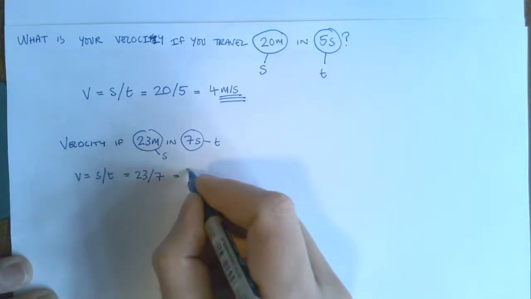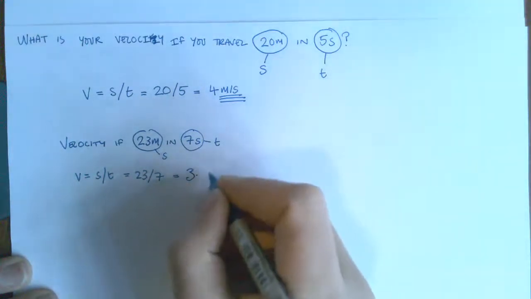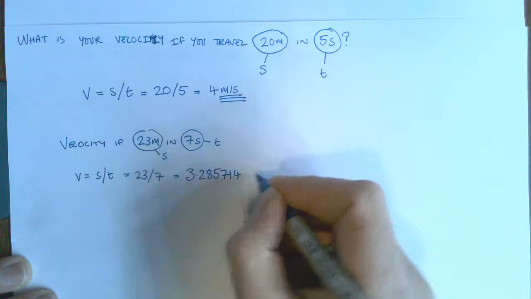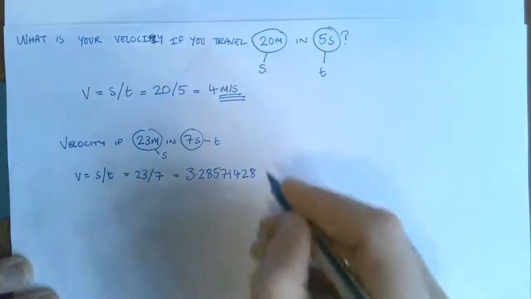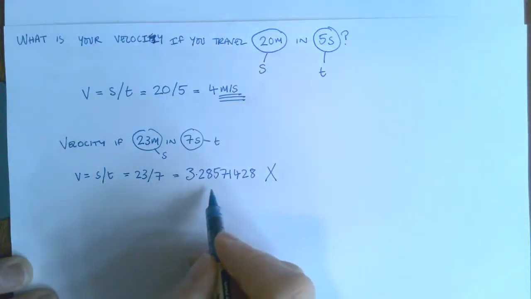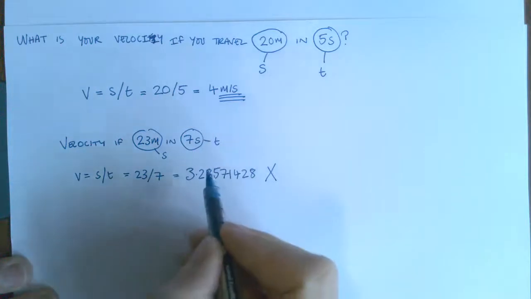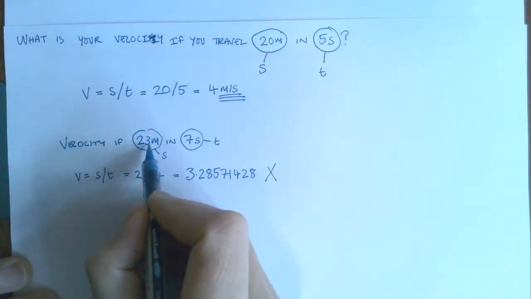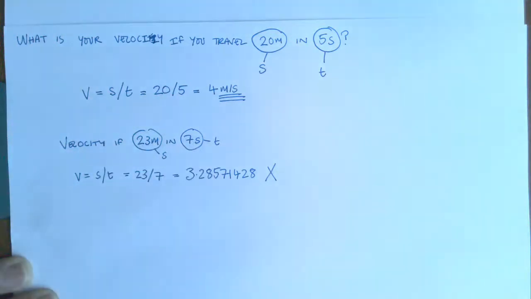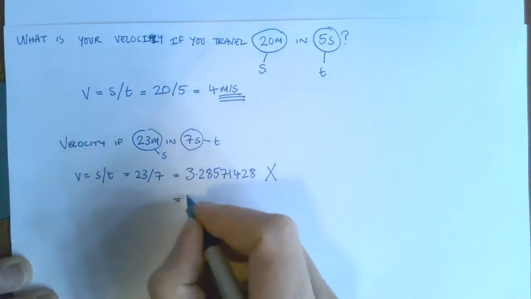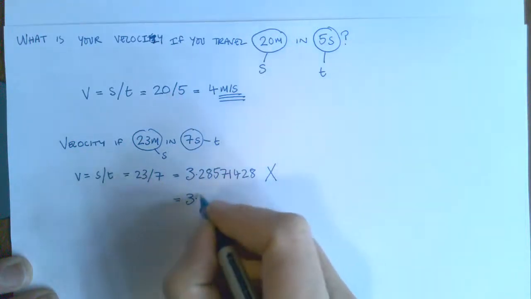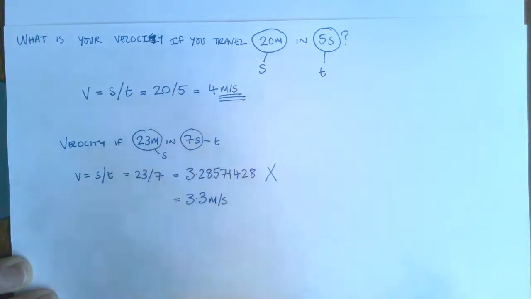if you do that on a calculator, I think it comes out at, I've prepared this in advance, I can't do it in my head, 3.28571428. You would lose a mark for that. That's too many decimal places. So how many should you use? Now if you go back to the question here, there were 2 significant figures in that question. I probably should have written 7.0 here. So I should write 3 point, and to 2 significant figures it means I need to round this to 3.3 meters per second.